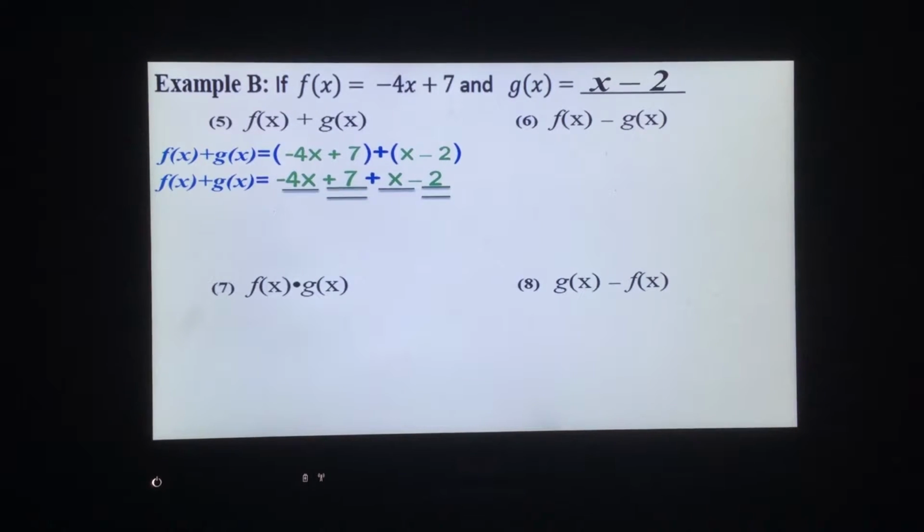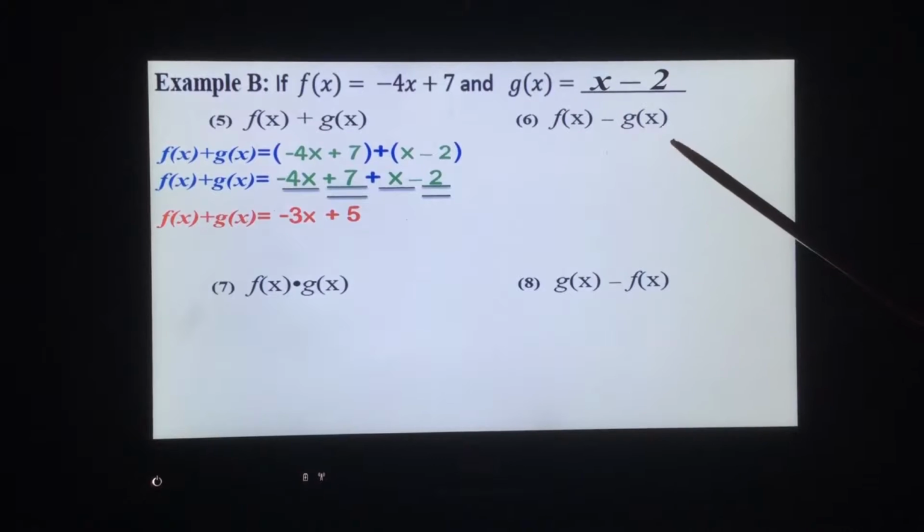So negative 4x plus x, that's going to wind up getting you negative 3x. And then we have the 7 minus 2, that's going to get you 5. So this function winds up being negative 3x plus 5, okay?